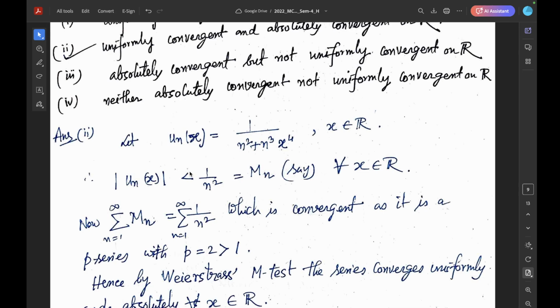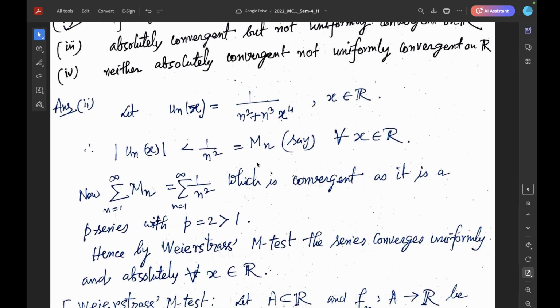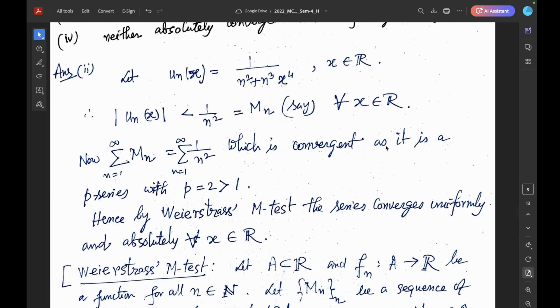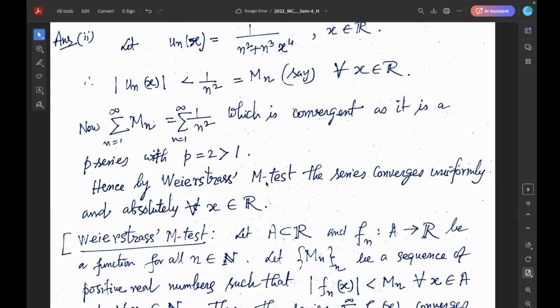Modulus of un x is obviously less than 1 by n square, which is equal to Mn say, for all x belongs to the set of real numbers R. Now, summation n equal to 1 to infinity Mn is equal to summation n equal to 1 to infinity 1 by n square, which is convergent as it is a p series with p equal to 2 greater than 1. Hence, by Weierstrass M-test, the series converges uniformly and absolutely for all x belongs to R.